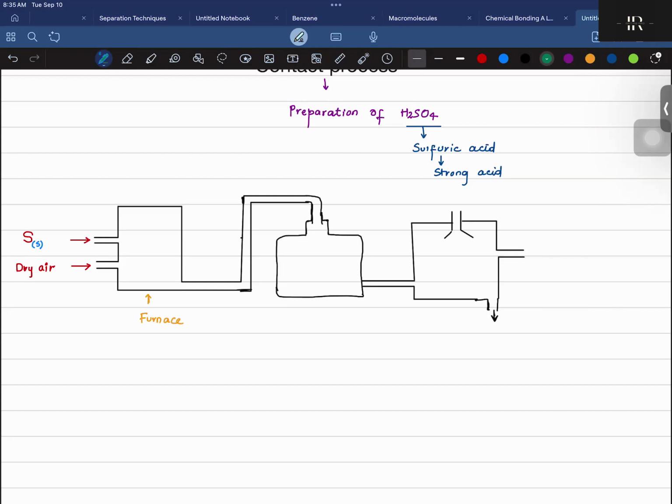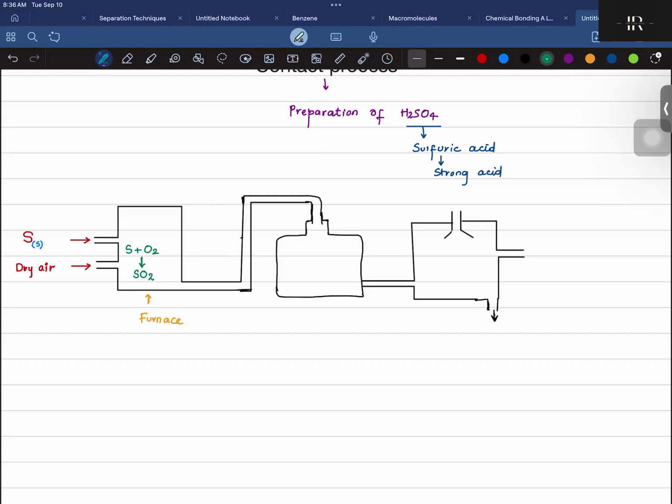They would be reacting together to form sulfur dioxide. So S plus O₂ gives SO₂. Okay, and then sulfur dioxide is produced.